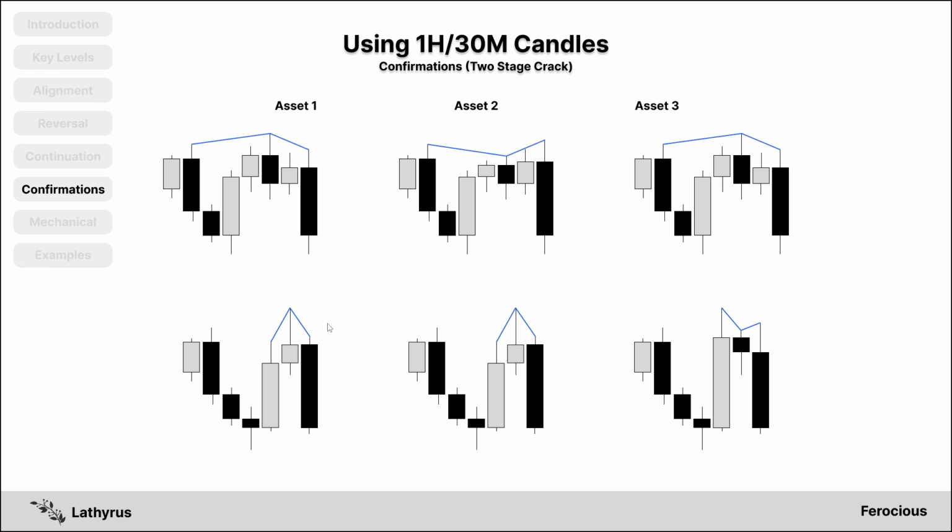So we have the consecutive candle SMT again for the two-stage crack, where we can see asset 1, 2 and 3 are all taking out this old high. Asset 1, C2, is taking out previous candle's high and making a lower high then. So we have this SMT. Same for asset 2, but you can see asset 3 is different. It's making a lower high here with this candle, and then with the last candle is making a higher high.